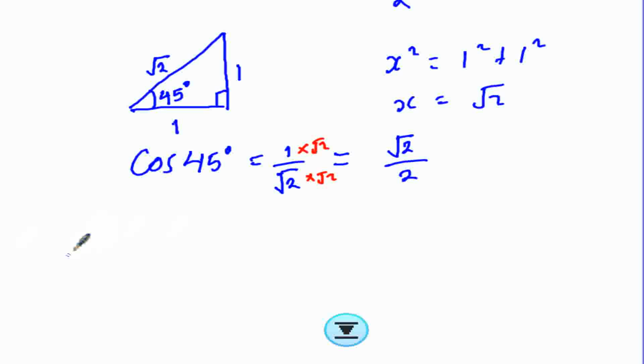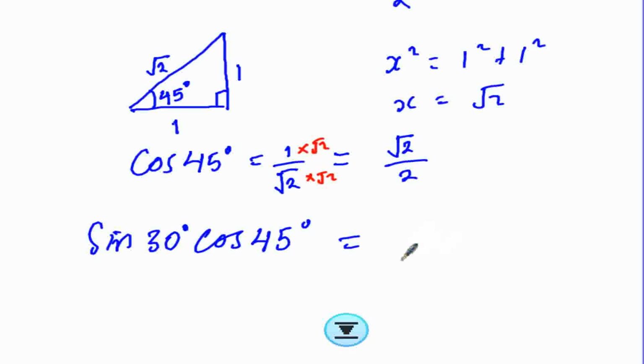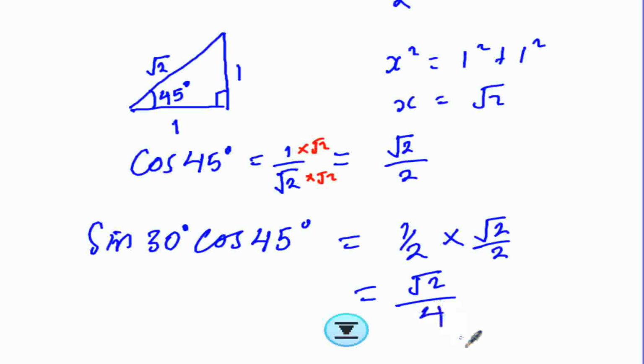Our question was sine 30 degrees cos 45 degrees. So sine 30 degrees is a half times cos 45 is the square root of 2 over 2. So our final answer will be square root of 2, denominators multiply to get 4. So this one is the answer.